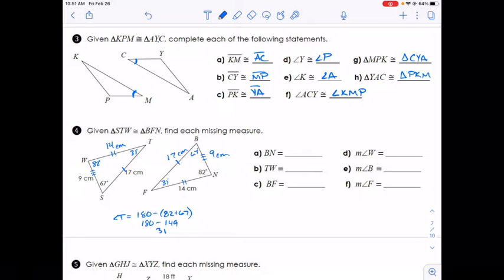So now that we've gone through and filled out our triangle, we can now go back and answer all our questions. Okay, so BN, we know is going to be 9 centimeters. TW, we know is 14 centimeters. BF, 17 centimeters. Now our angles, angle W, we know is 82. Angle B, we said was 67. And our last one, angle F, we know is 31.